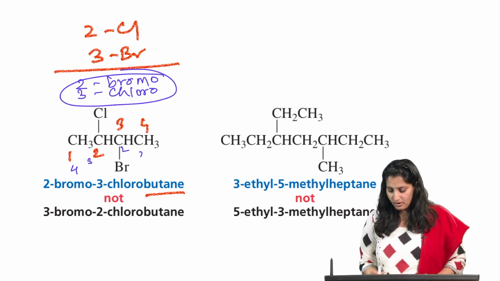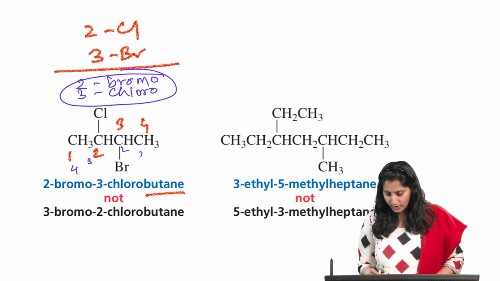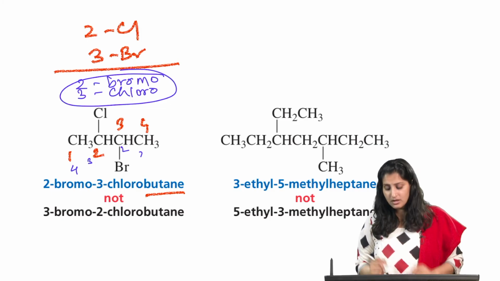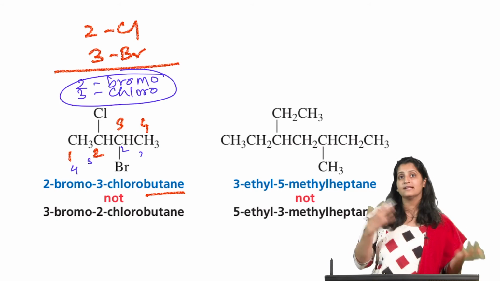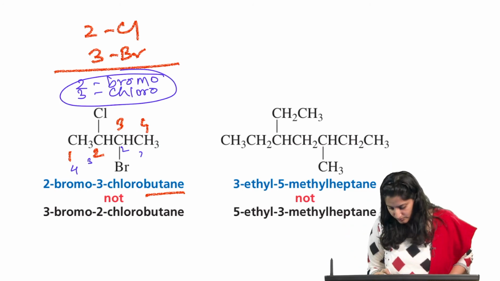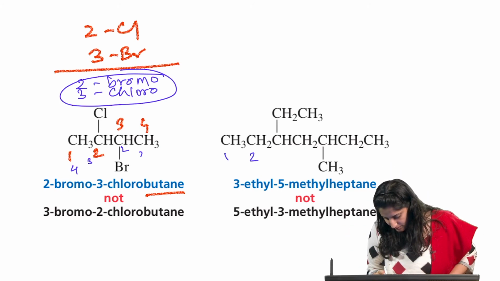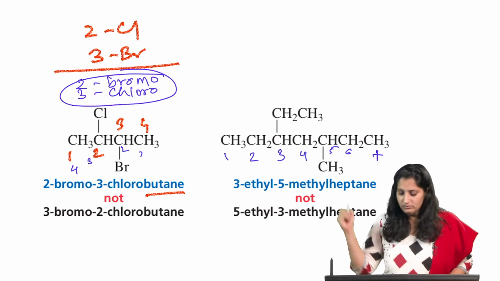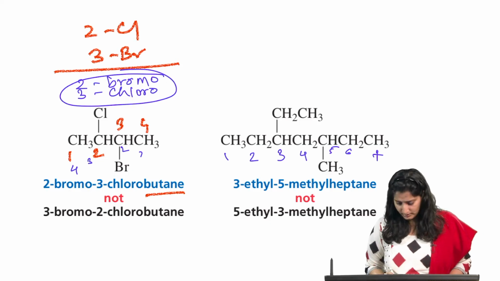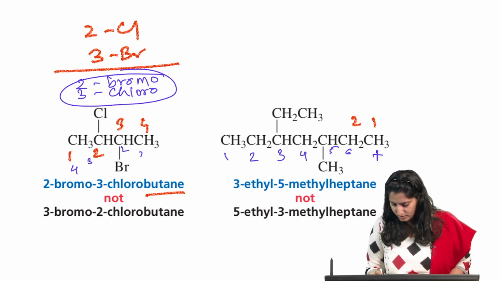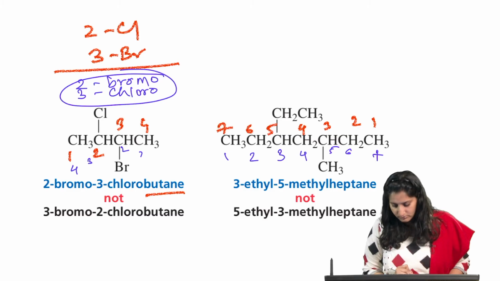I have a heptane derivative. What I have here is 3 ethyl 5 methyl, that is one of the possibilities, or it could go like 5 ethyl 3 methyl. Okay. So, could be 1, 2, 3, 4, 5, 6, 7, or I could go the other way round and it will be 1, 2, 3, 4, 5, 6, 7.